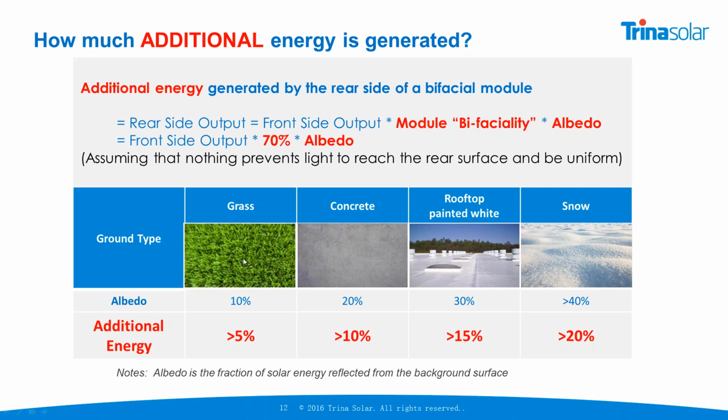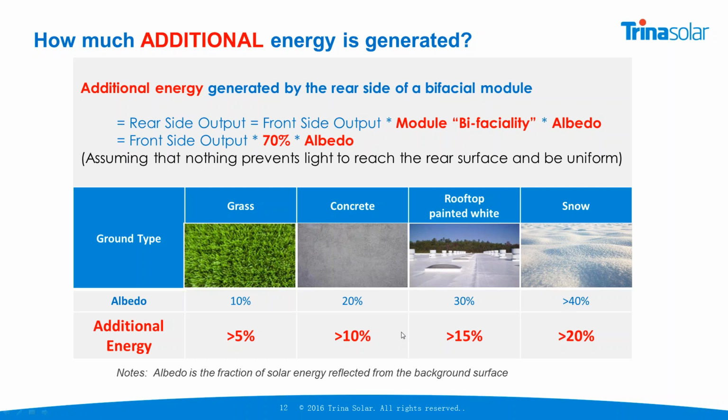For example, for grass, you have an albedo of 10%. You have an additional energy that is in the range of 7%, so greater than 5. On concrete, you have a little bit more reflectance, and you could get an additional energy up to 10%. If you put your modules on a tilt system with a roof that's painted white, you could get up to 15% additional energy. And if you place the module above snow, fresh snow gives you more than 20%.